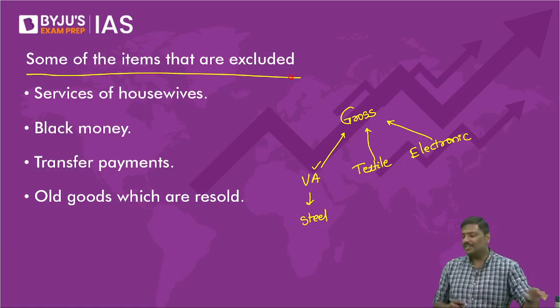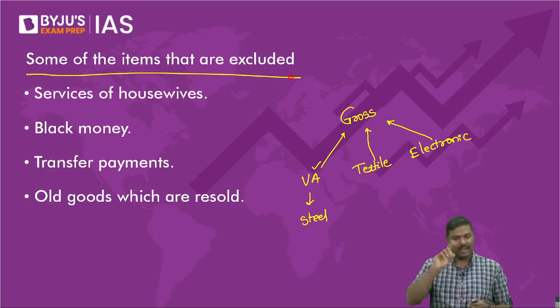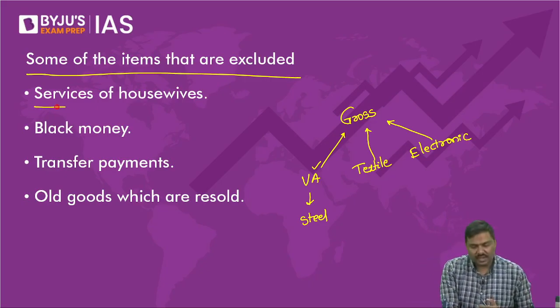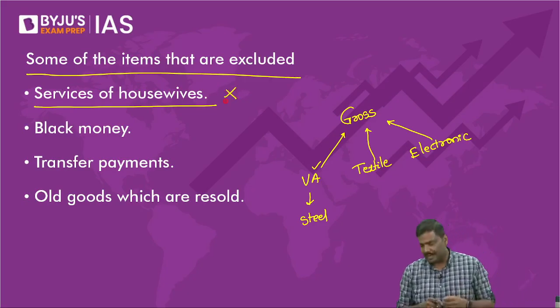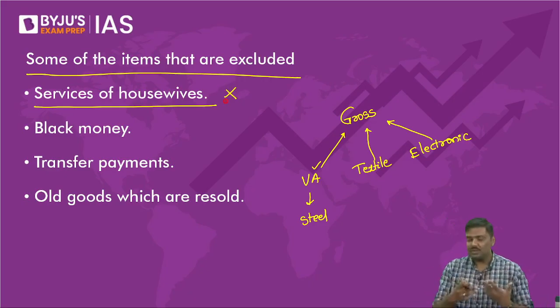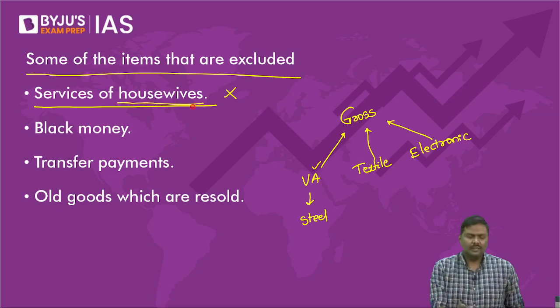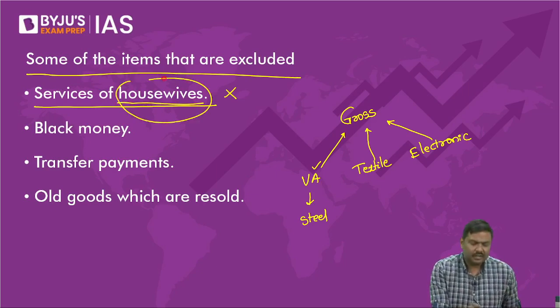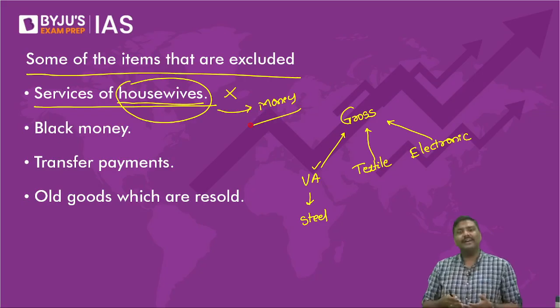Whenever you talk about GDP, what are some of the things that you need to be very careful about? One, whatever is the services of the housewives, it is not counted as a part of GDP. I repeat, whatever is the contribution done by the housewives, that's very important. Why housewives, sir? Why specifically housewives? Simple, because the services are provided for which money is not paid. That is very important. Services are provided, money is not paid.